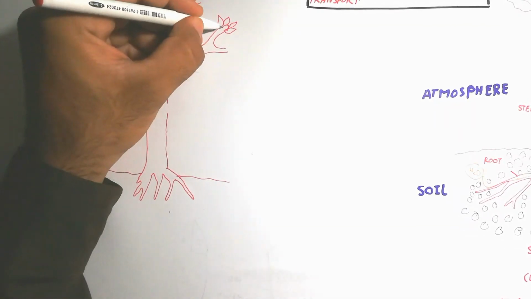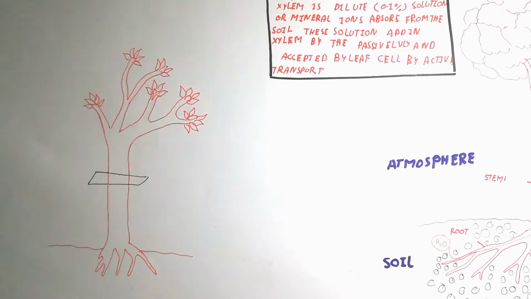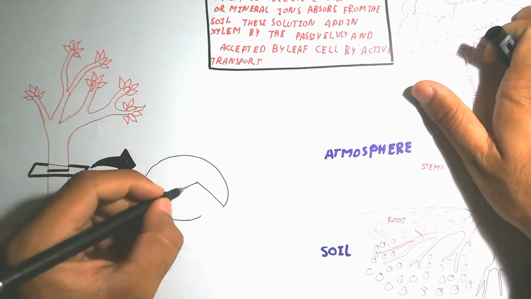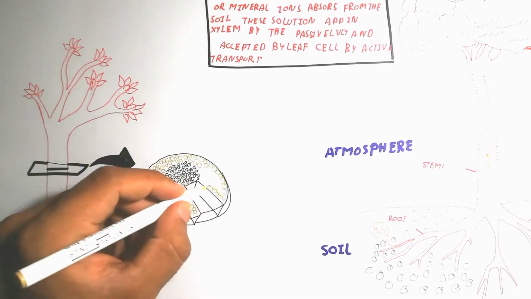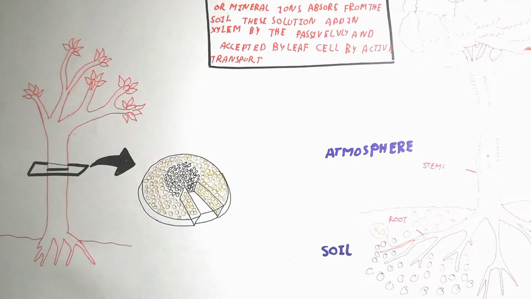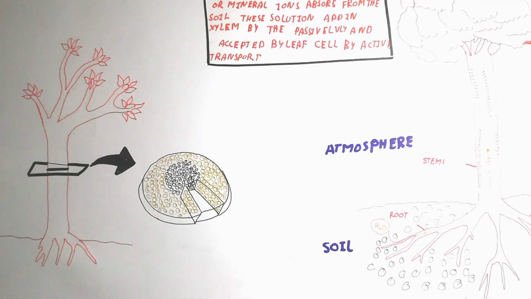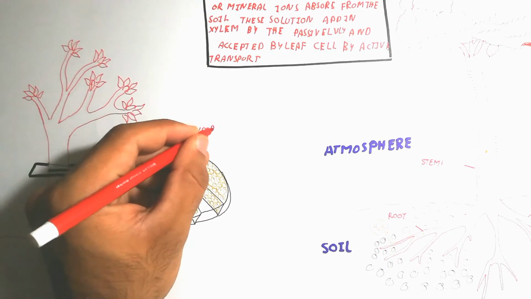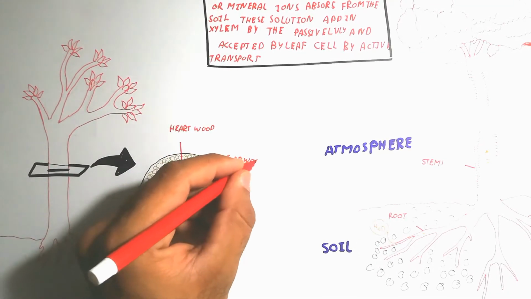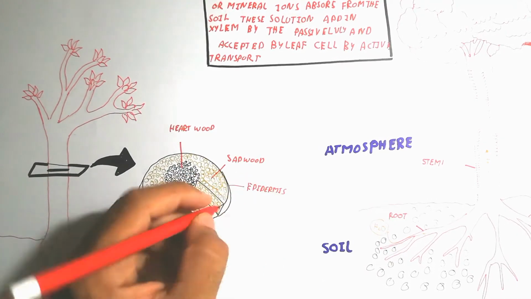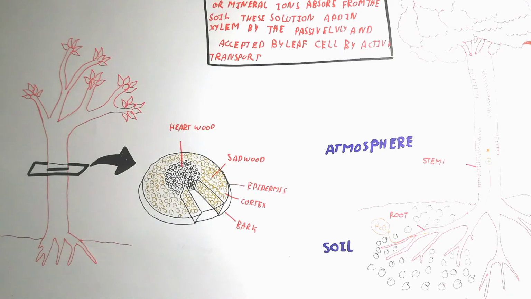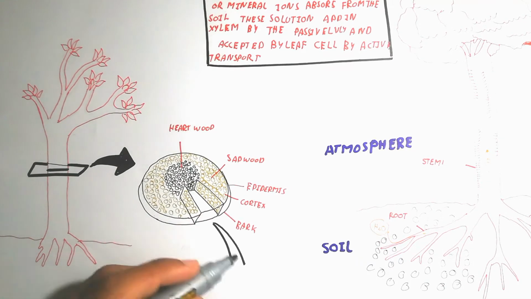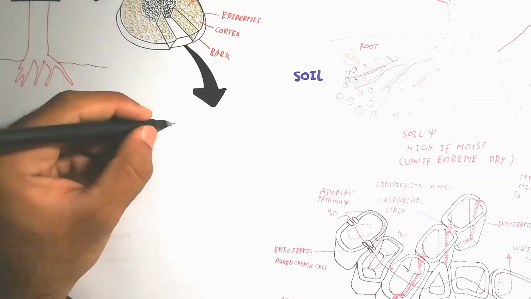So here is a basic overview of the ascent of sap, the translocation of water, which we are going to understand in the next video. Here is the stem which contains wood. The black color shows the hardwood, and the brown color shows the sapwood. The hardwood is inactive and non-functional. The sapwood is present in the periphery of the hardwood. Then the epidermis, and the cortex is present between the endodermis and epidermis, and the bark is the upper layer.